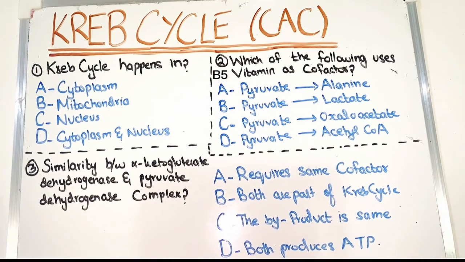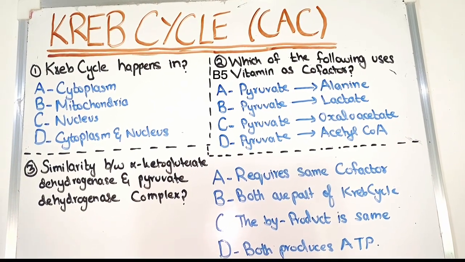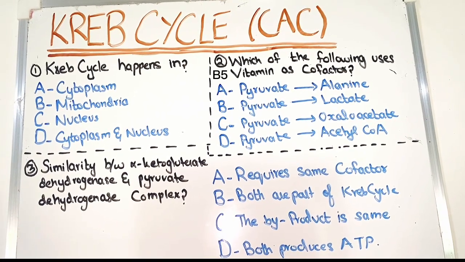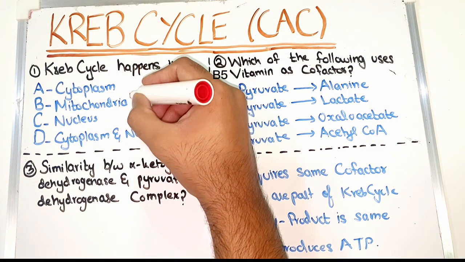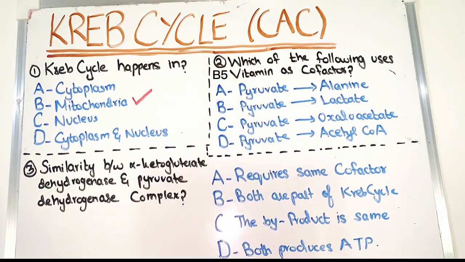So here are some MCQs I got, which also appeared in USMLE exams. As I know that USMLE exam questions have big descriptions, so to give a clear version, I wrote the main question in simple words so you get it easily. So the first question is: the Krebs cycle happens in, and I also told you in previous questions that it happens in mitochondria.